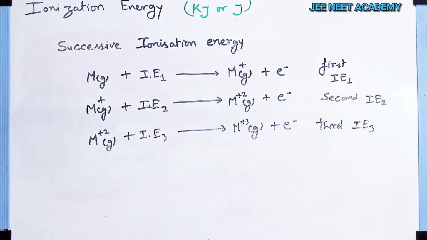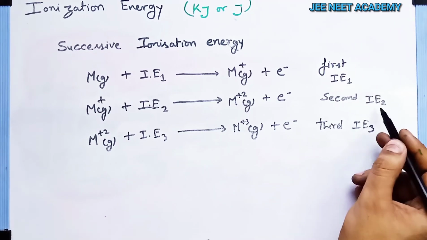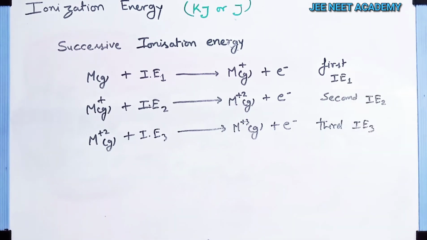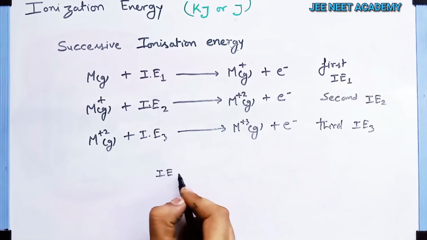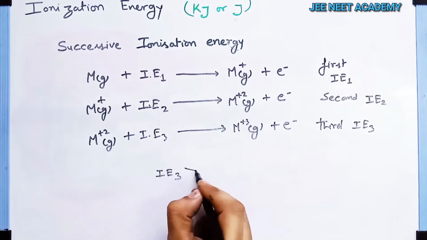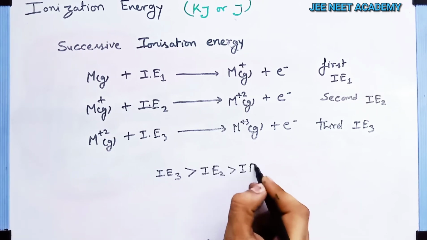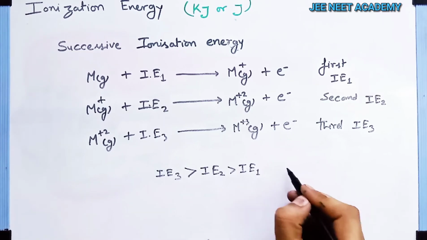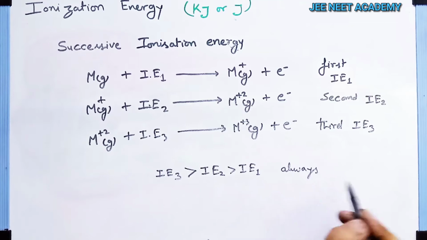Now the point is, among IE1, IE2, IE3, which will be more, which will be less, which will be medium? The third ionization energy will always be more than the second ionization energy and the first ionization energy. And this is true for every element.